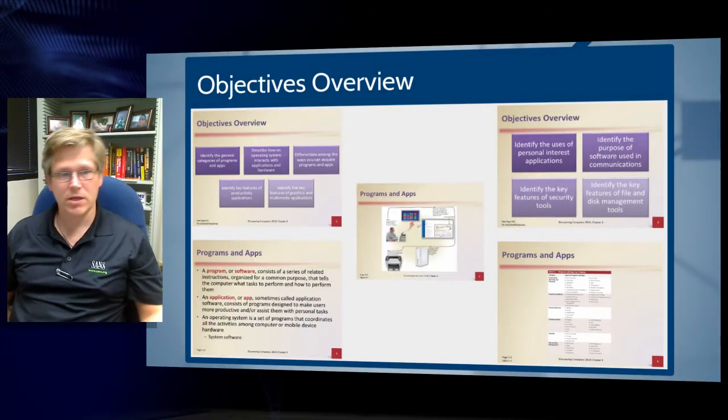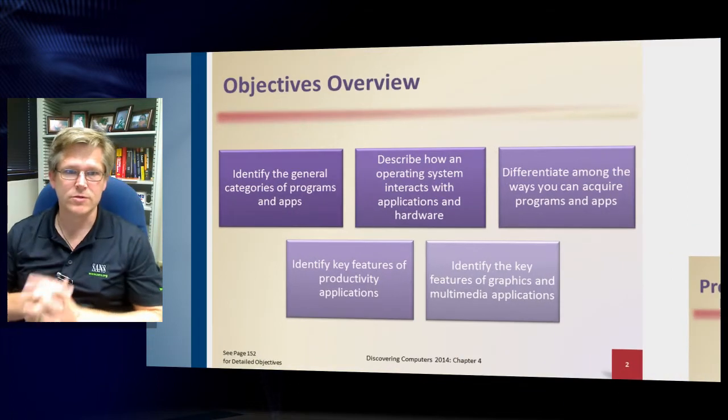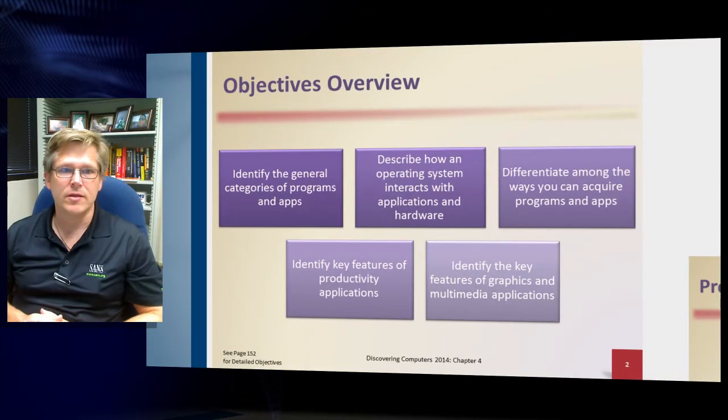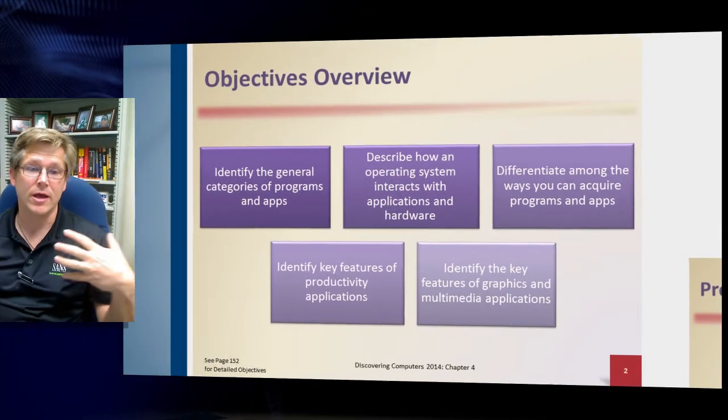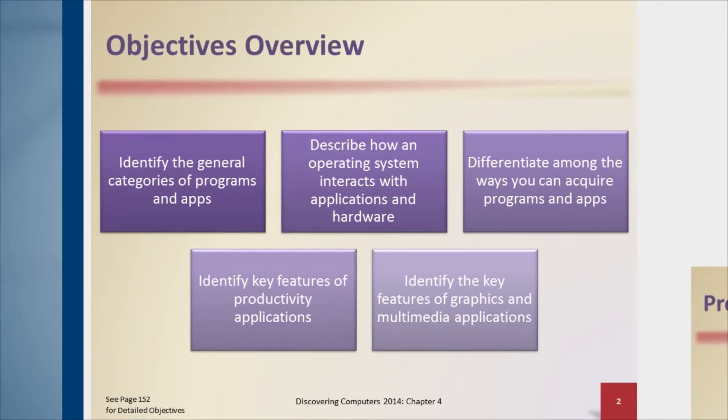So let's go ahead and jump on into the chapter and see what we've got in store for us. Today we're going to identify the general categories of programs and apps. We're going to talk about what a program actually is and what makes it a program. We'll talk about an operating system and how it interacts with applications and hardware, and the role it plays with respect to us as users.